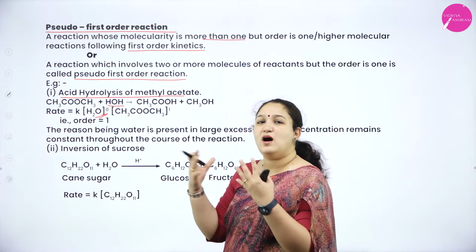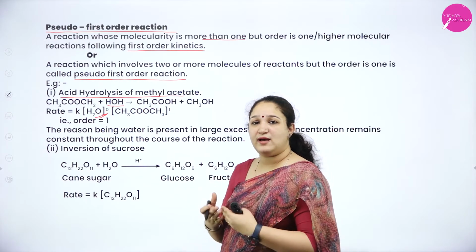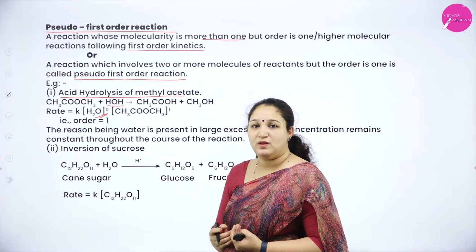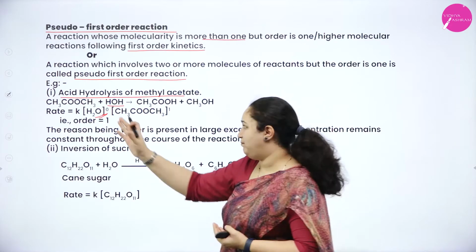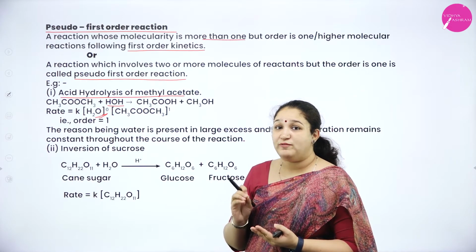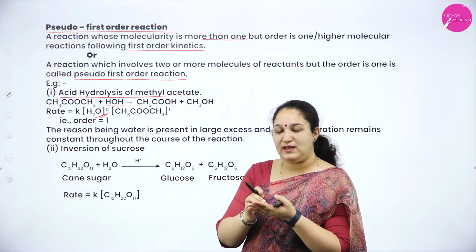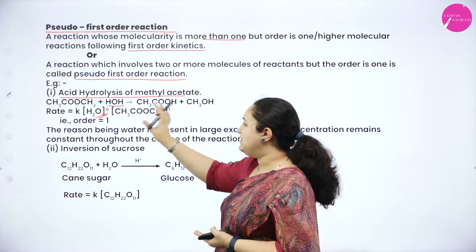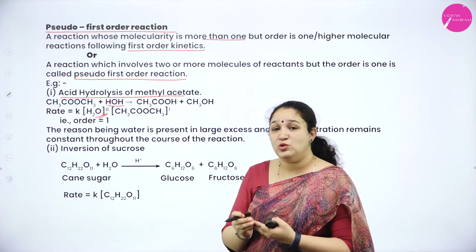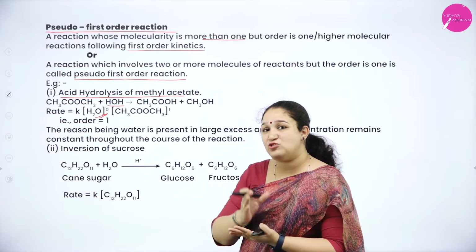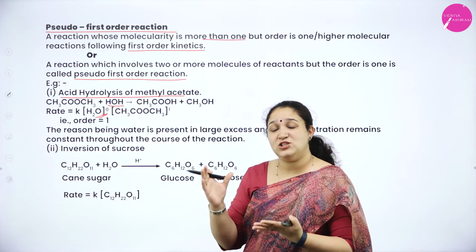Water is taken in large excess. So, that's how you are converting a higher order reaction to a first order reaction. Now, for example, you have taken just 10 ml of methyl acetate, but you have taken water 1 liter. So, with that 10 ml of methyl acetate, when it is getting converted, if it just uses somewhere around 10 ml of water from 1 liter of water, do you think that concentration of water will actually affect the rate of the reaction? No, because water is in large excess.